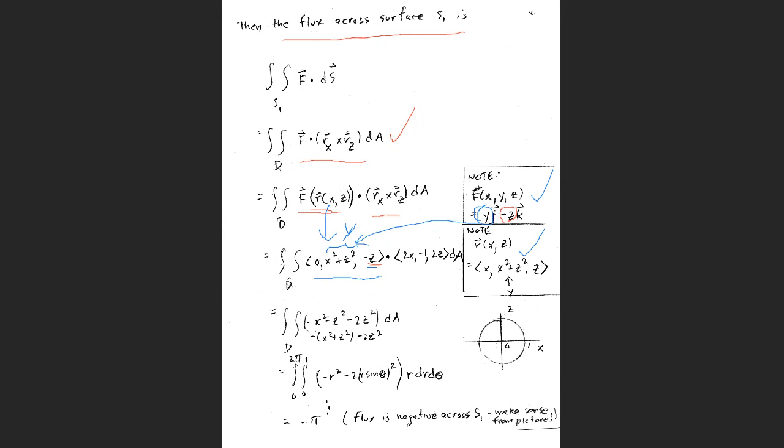Okay, and so when you do the dot product, you're going to get negative x squared minus z squared minus 2z squared. And that can be expressed as the negative quantity x squared plus z squared minus 2z squared. I left some work out, obviously, but in the end, you're going to get negative pi. Let me give you a moment to copy that down.